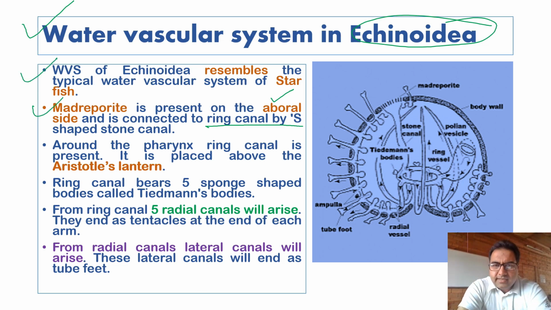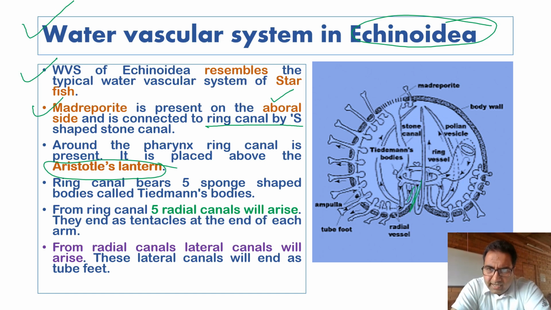And around the pharynx, the ring canal is present, and it is placed above the Aristotle's lantern. So here one of its kind of structure is found, which is called Aristotle's lantern, that is present in the case of the sea urchins. So just above the Aristotle's lantern, the ring canal is present.